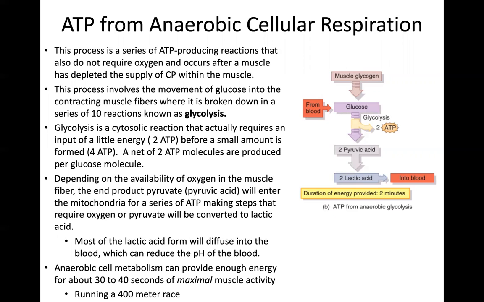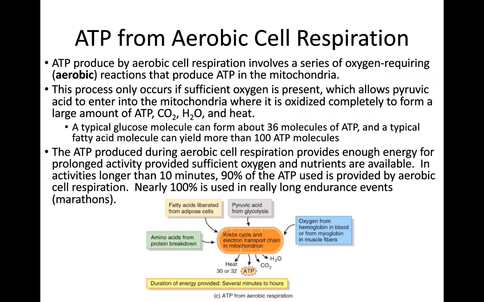Now, in the case of this form of ATP production, it's going to provide enough energy for about 30 to 40 seconds of maximal muscle activity. So not quite a minute, about half a minute. A good example of a physical activity that would use this as a predominant source would be running a 400-meter race. If you know what a 400-meter is, that's one trip around the track. Obviously, I don't even know if anybody can run it in 40 seconds. That's extremely fast. But most of that race, you'd be utilizing this as your primary ATP source.